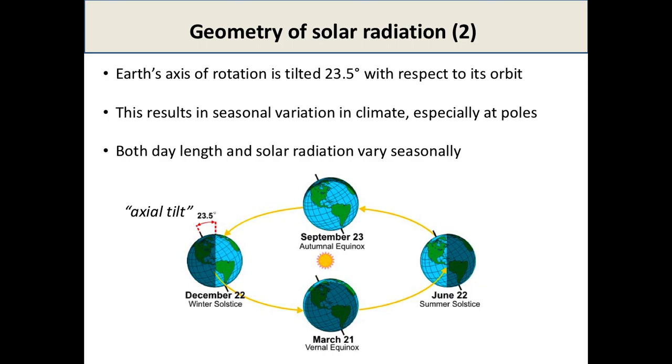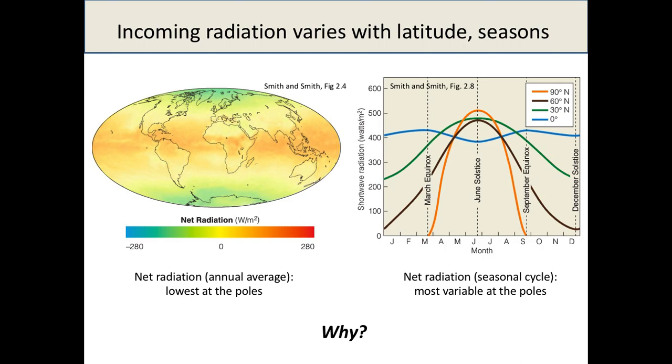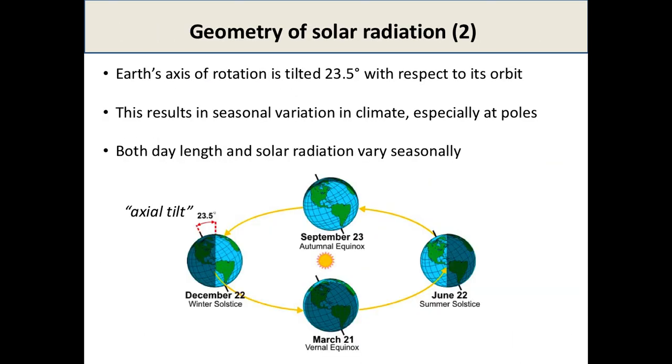So simply by our rotation, or by the geometry of our planet, we get this variation in the amount of radiation received at an area.